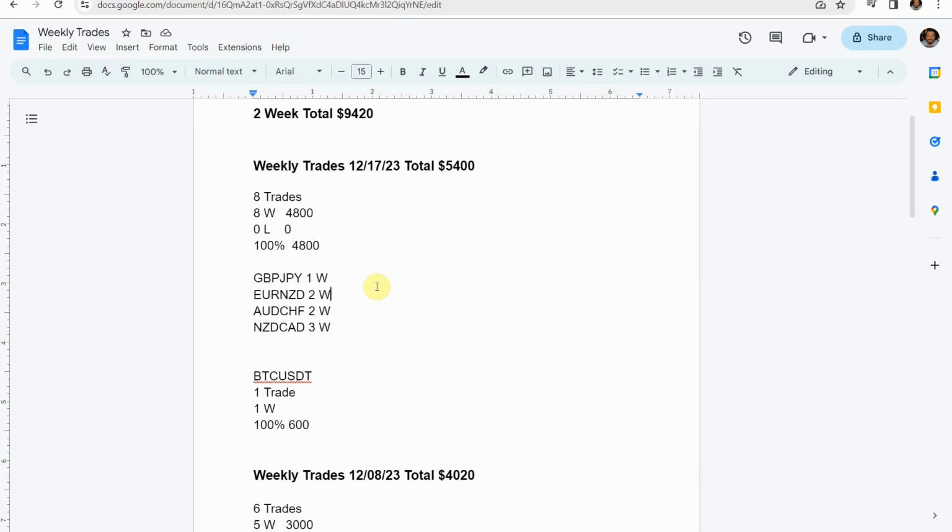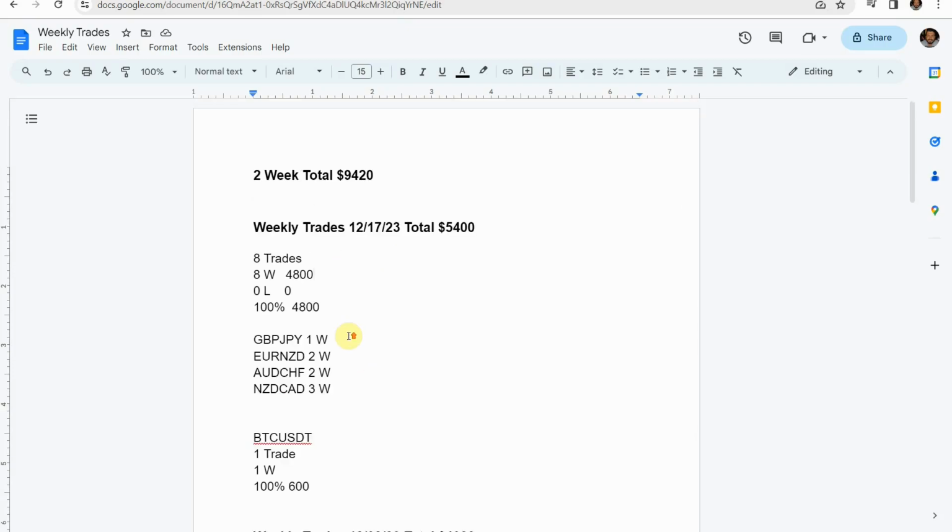But for last week on the Forex pairs, we had 8 trades, 8 winning trades, a 100% win rate. We had a total gain of $4,800. Again, looking to gain that $600 per trade. On the crypto coin, we had 1 trade, 1 winning trade, a 100% win rate as well, with a gain of $600 there. Total gain would have been $5,400 for that week, and for 2 weeks now, the total gain would have been $9,420. And so, not too bad for just a couple weeks worth of trading and a small handful of trades each week. And so, again, very profitable strategy.